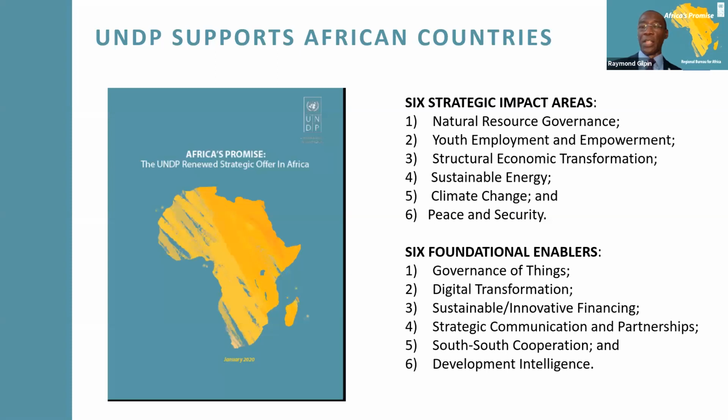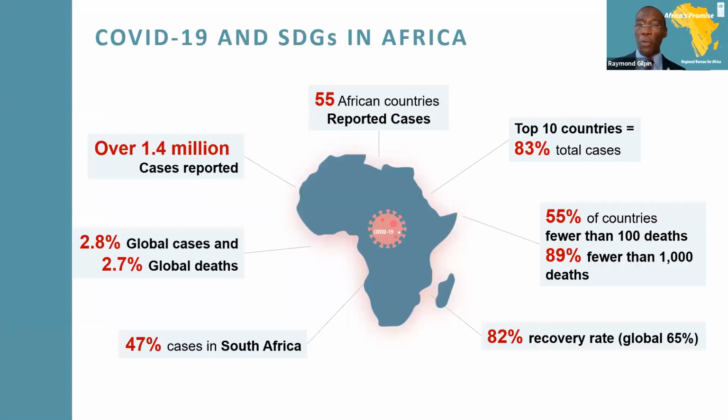UNDP supports African countries, and in January this year, we released what we call our strategic offer in Africa. Not a strategy, it is an offer that articulates how we, UNDP, could utilize our 6 impact areas based on 6 foundational enablers to help African countries invest in their people, invest in infrastructure, and invest in technology that would enable them to make progress in attaining the SDGs. But then there was COVID.